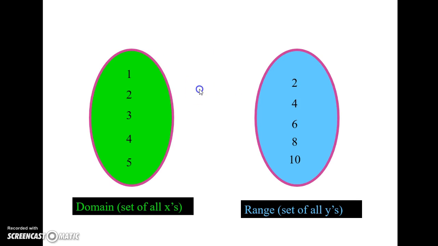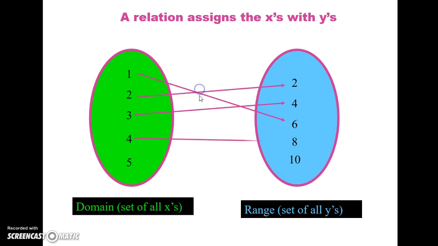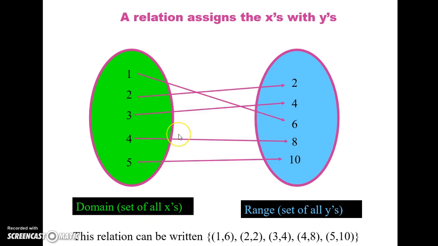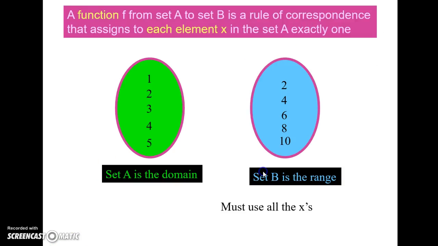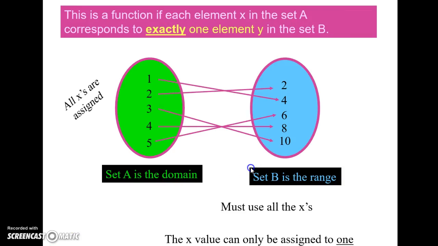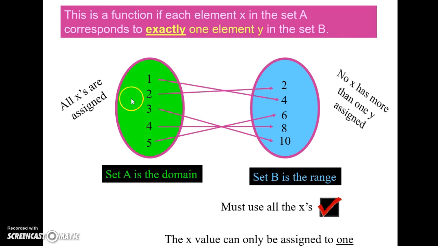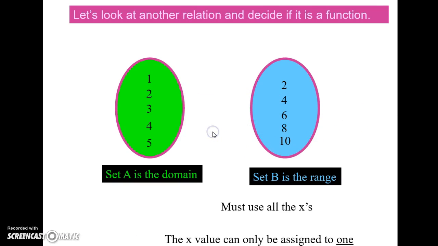Now you're going to have to deal with mapping. You're going to look at the map and say, okay, 1 is paired with 6, 2 is paired to 2, 3 is paired to 4, 4 is paired to 8, and 5 is paired to 10. Over here, the green, that's your x's, your domain. And over here in the blue, that's your range, your y's. Each x is only going to one y, so it is a function. Ta-da! It meets all the conditions.